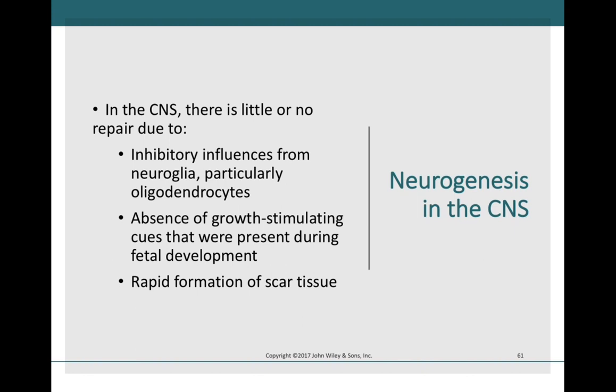But again, our neurons do not have the ability to regenerate if they are damaged. And this is due in part to many different factors. One factor is inhibitory influences that are coming from our neuroglial cells. We also have scar tissue formation that occurs very quickly in the nervous system. So scar tissue will form very, very fast and prevent the repair of these communicative cells. But also, there's a lot of growth-stimulating cues that are no longer present in the adult. While in fetal development, when our neurons are developing, of course we need to have certain cues and growth factors that are stimulating our neurons to grow.